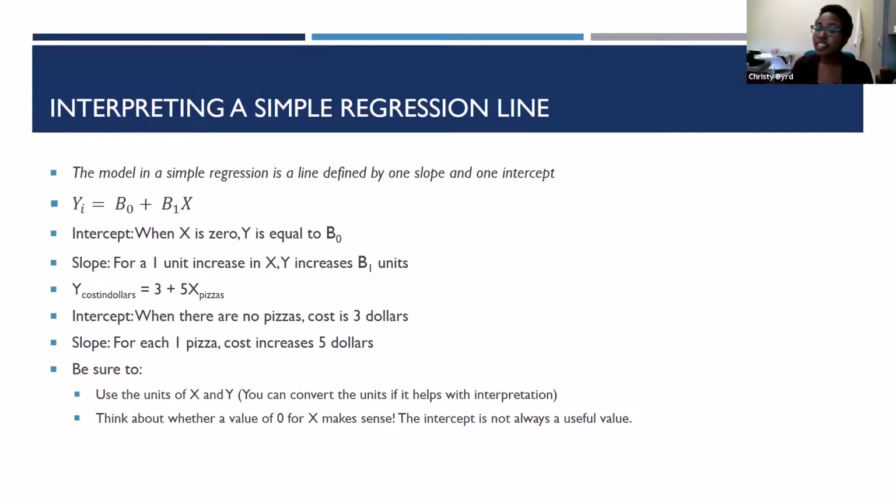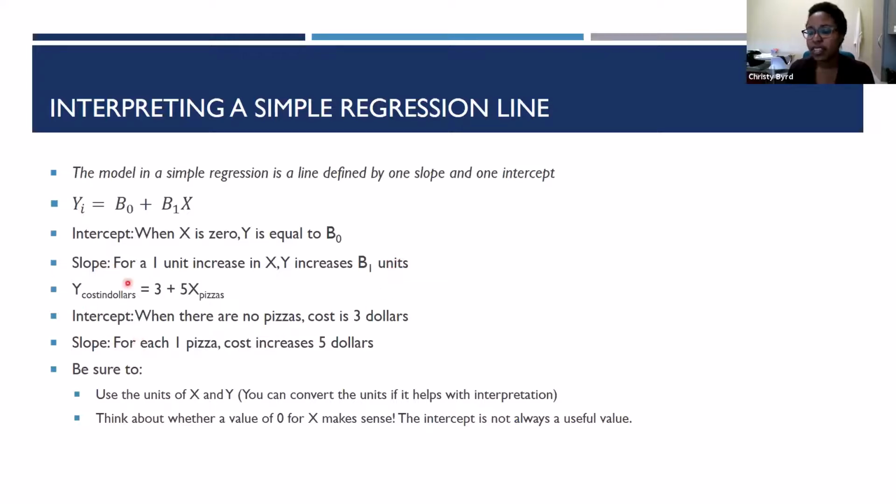So whenever you see an equation like this, you know how to interpret it. So let's look at an example with some pizzas. So here's what I just said. The model in a simple regression is a line defined by one slope and one intercept. So when x is 0, y is equal to beta sub 0. That's our intercept. And for our slope, for a 1 unit increase in x, y increases beta sub 1 units.